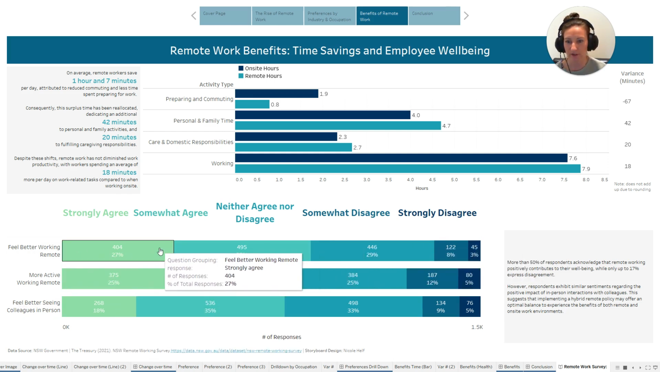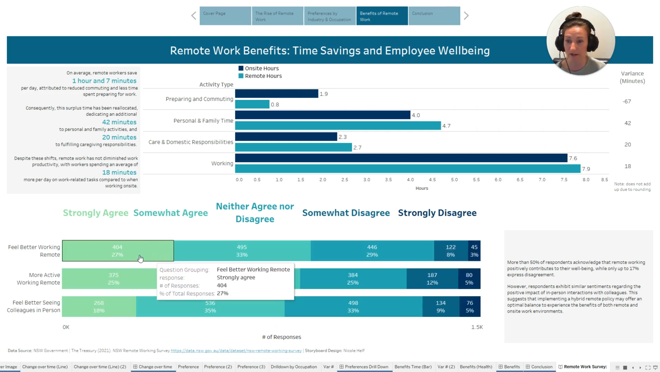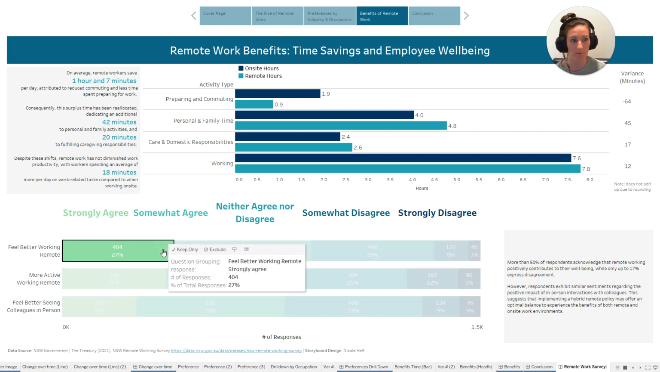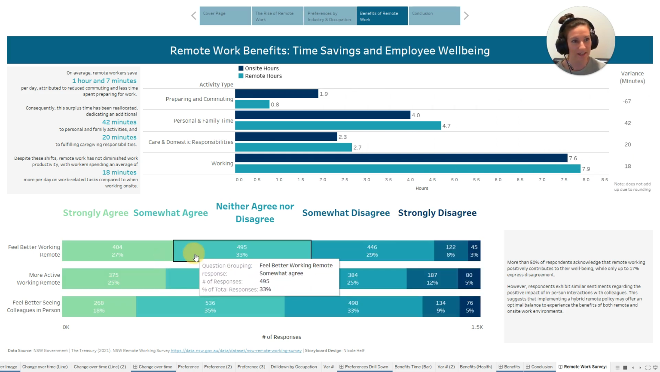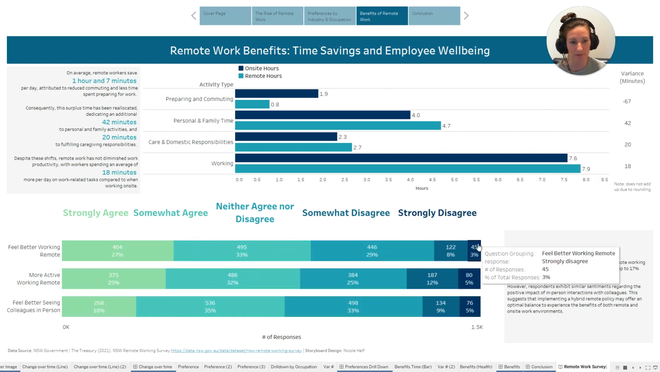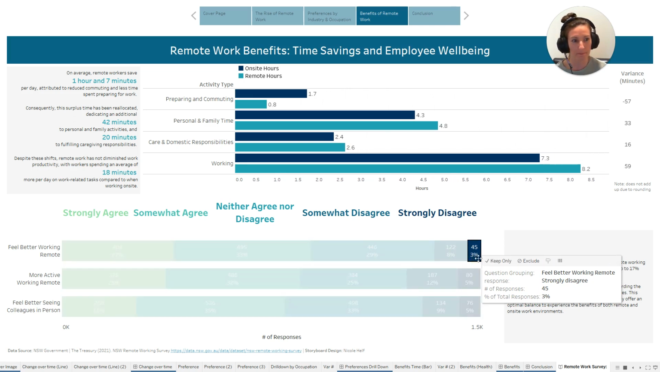And you could drill down a little bit more here to see, okay, for the people that strongly agree with feeling better when they work from home, how their time is allocated and reallocated, does that change? Slightly. What I'm curious about is the people who disagree. So that 3%, they don't feel better when they work remote.